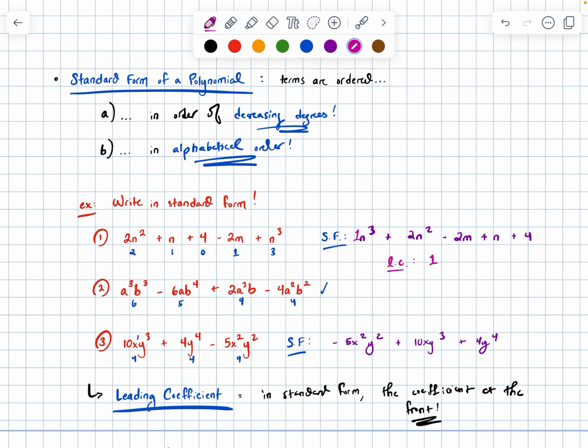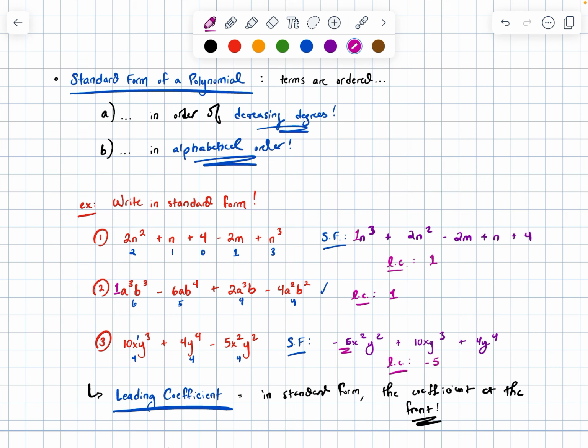Same thing for number 2. That term at the front also has an invisible times 1, so its leading coefficient is also going to be 1. And for number 3, at the front I see a negative 5x squared y squared, so the leading coefficient of this polynomial is negative 5. Cool! With all of this common vocabulary in mind, we now want to think about operations with polynomials. In other words, how we go about putting them together.